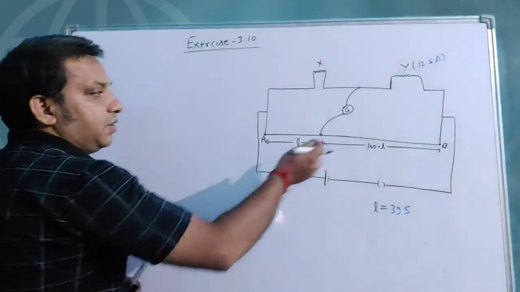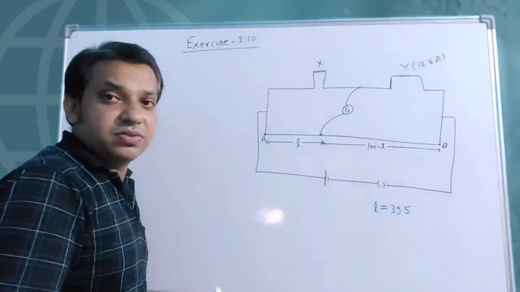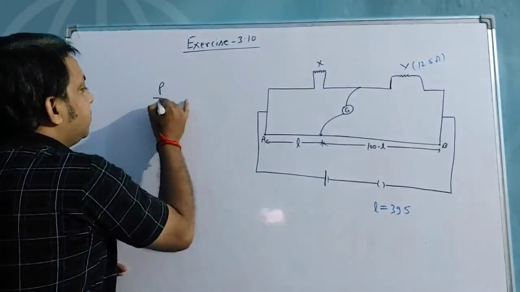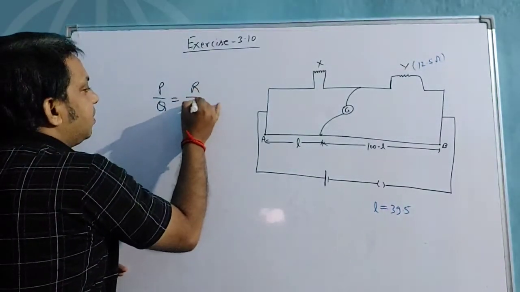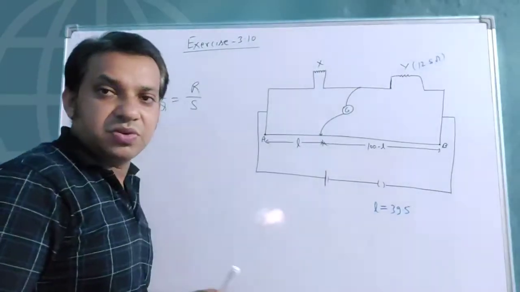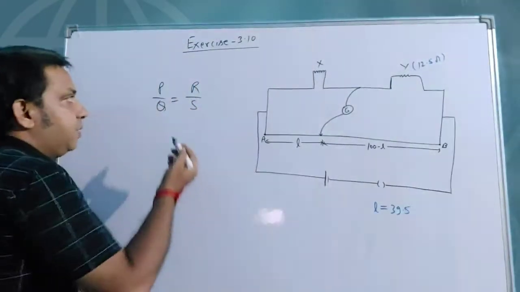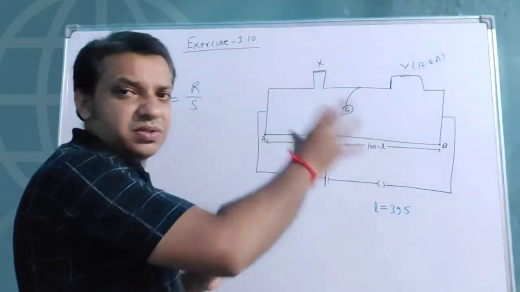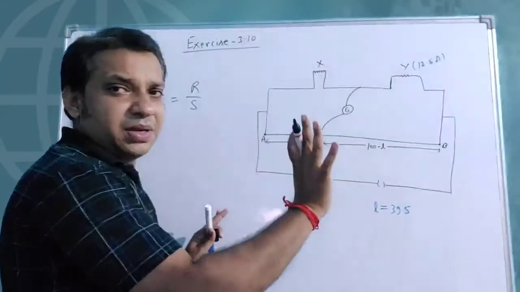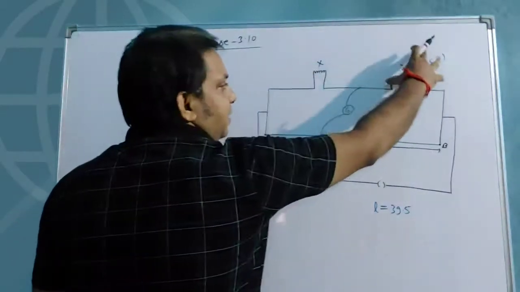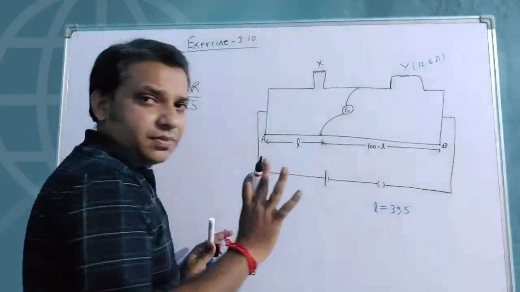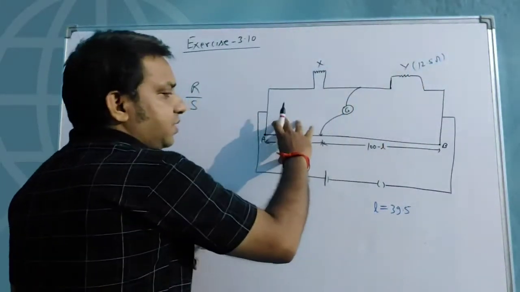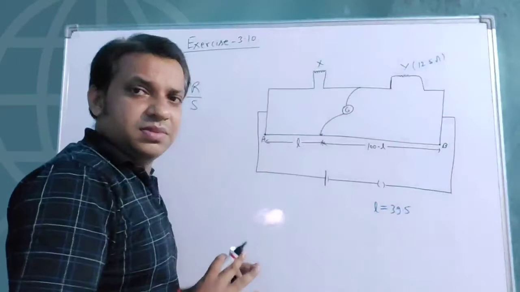If the galvanometer shows null deflection, what is the condition for null deflection? We have P by Q is equal to R by S. This is the condition for a balanced Wheatstone bridge. Whenever you have doubt about which one is P, Q, R, or S, the simple concept is: this resistance divided by this resistance is equal to this resistance divided by this resistance. Simple, you have to apply.